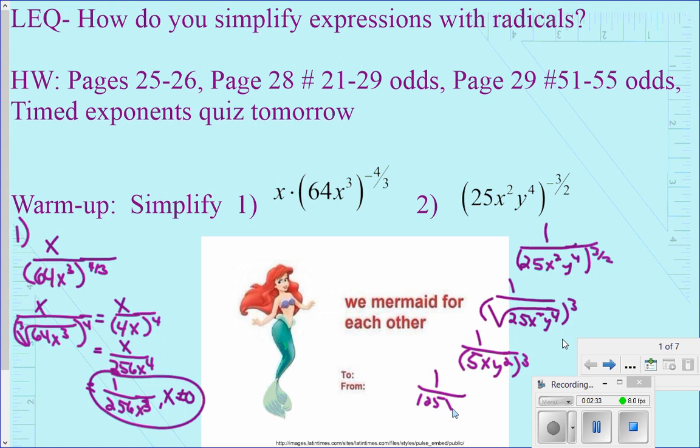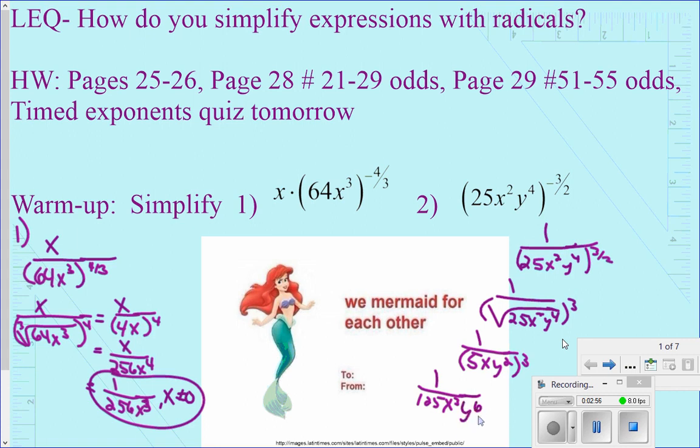My pen decided to stop working. There we go, x cubed, and y to the 6th. Seriously? I don't know why it doesn't want to work.